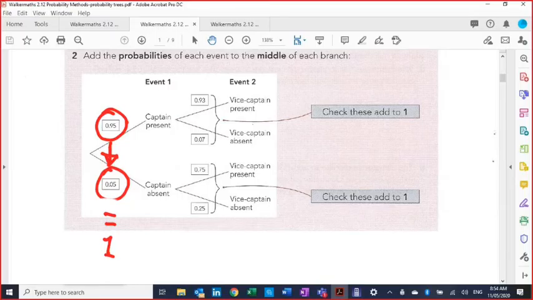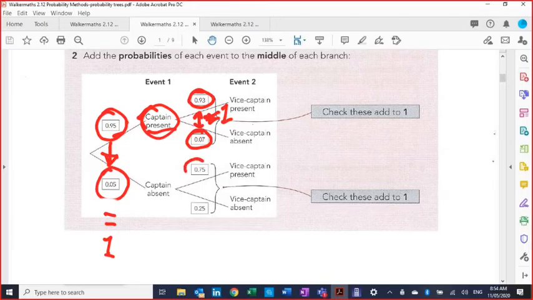Now, the vice captain is present or absent depends on whether the captain was present. It said if the captain was present, which is this branch, right? So here's present. If he was present, then the vice captain is present 93% of the time, so 0.93. Subtracting that from 1 gives you the other one. And again, remember, these two have to add to equal 1. Always check that. Be very careful.